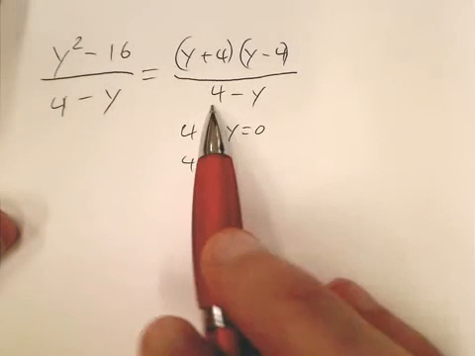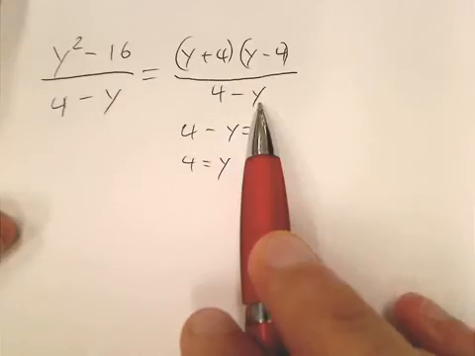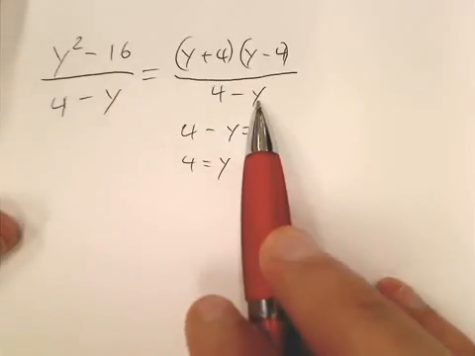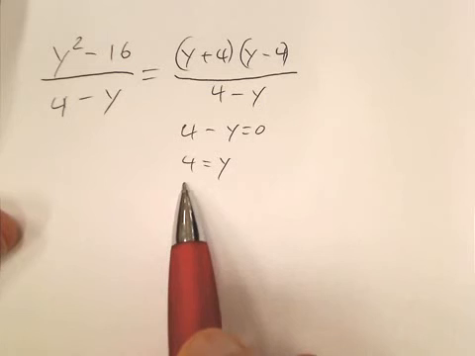So that's your excluded value. You basically have to think, what number can I plug in here for y to make it equal 0? 4 minus what gives you 0? Well, that number is 4. 4 minus 4 gives you 0.